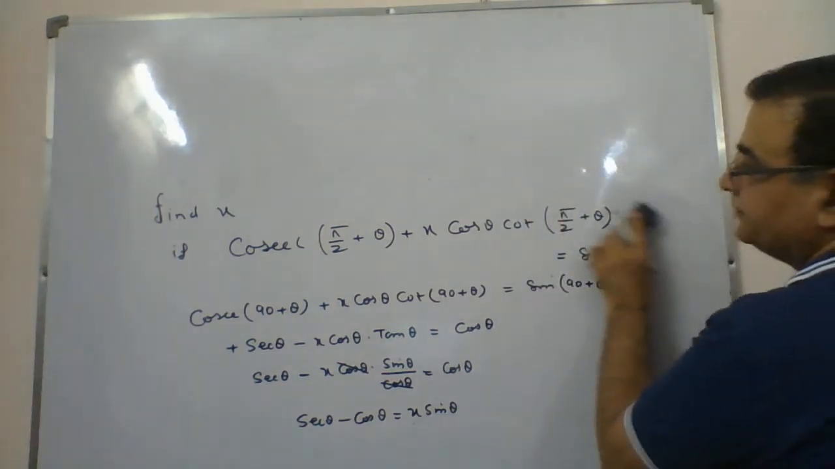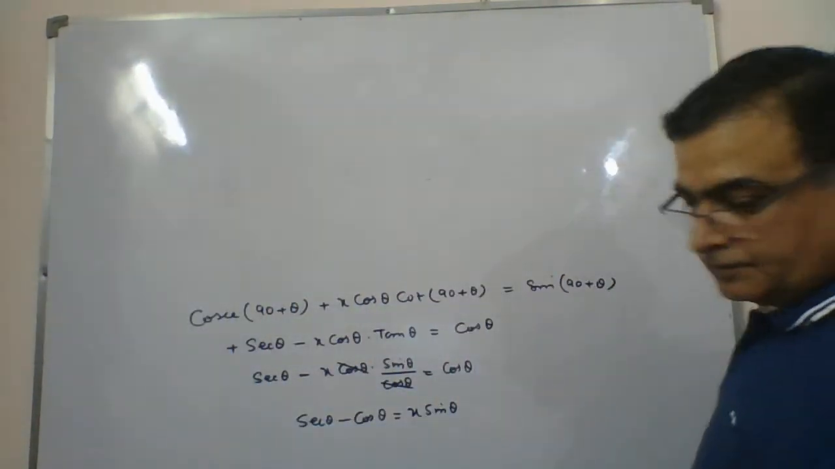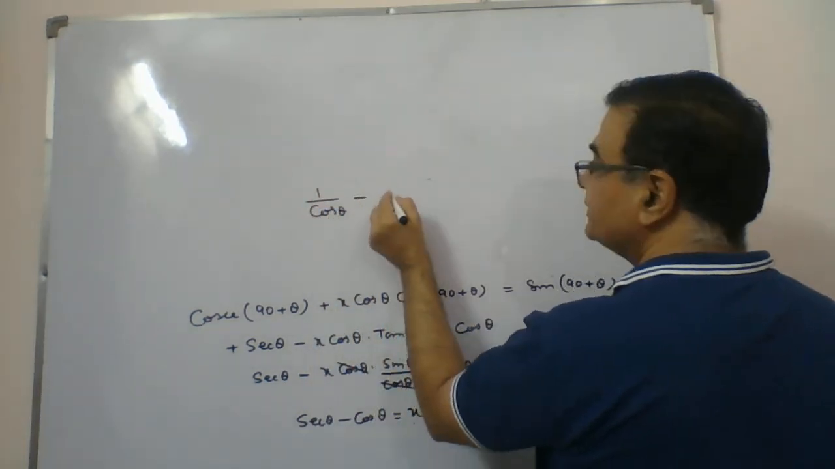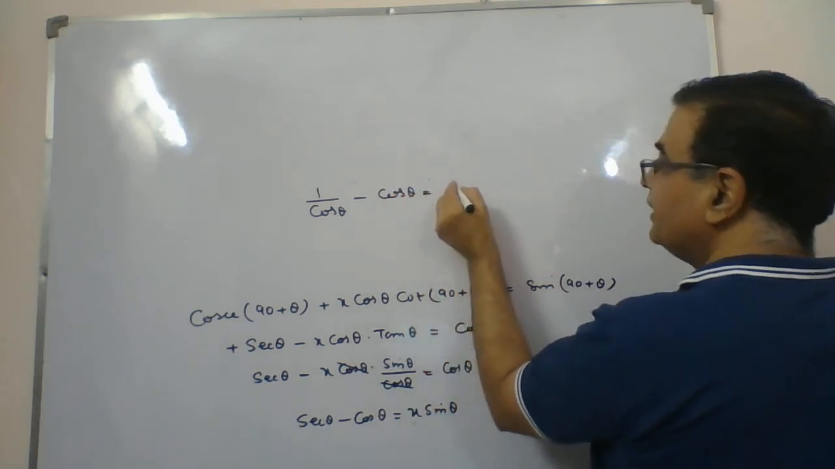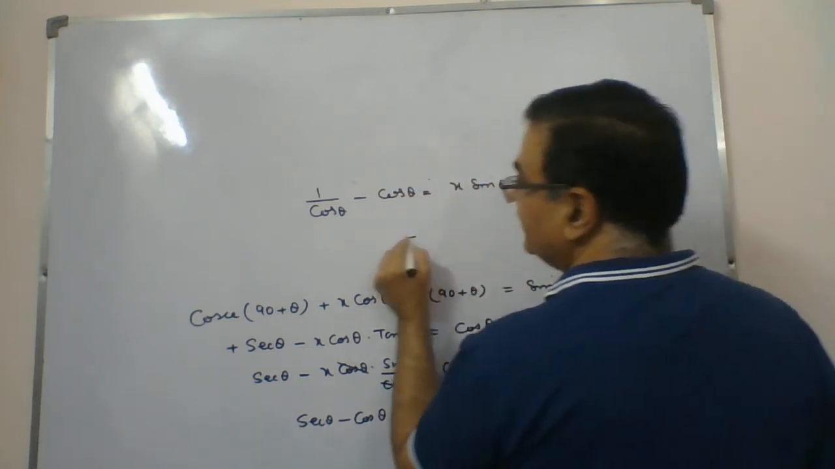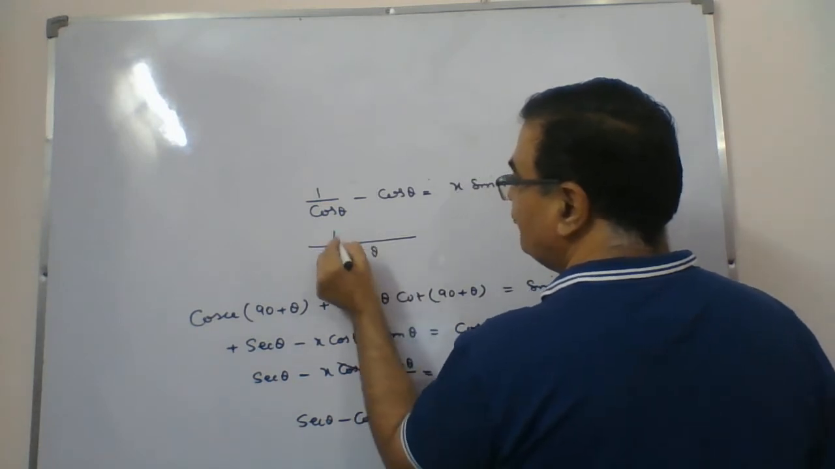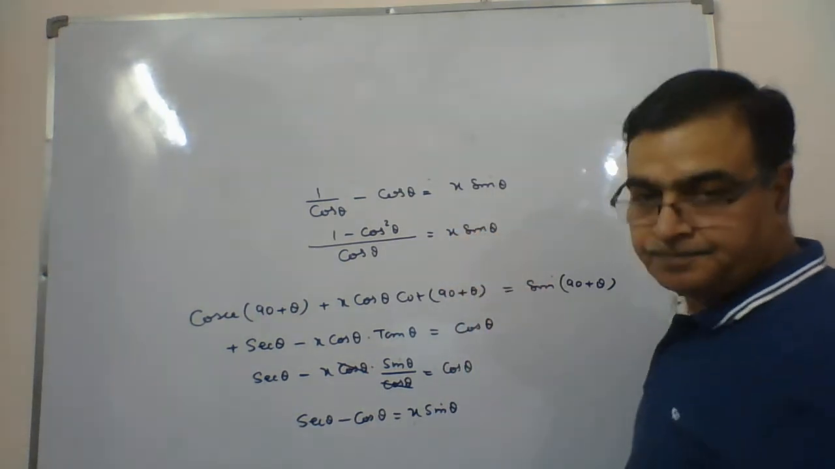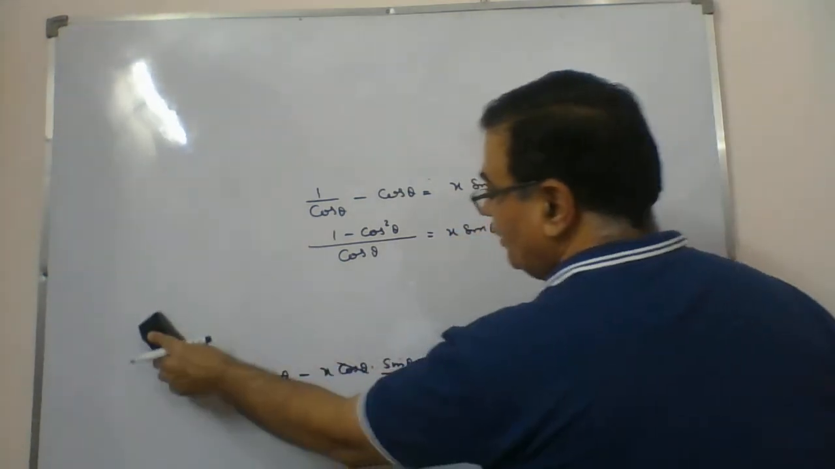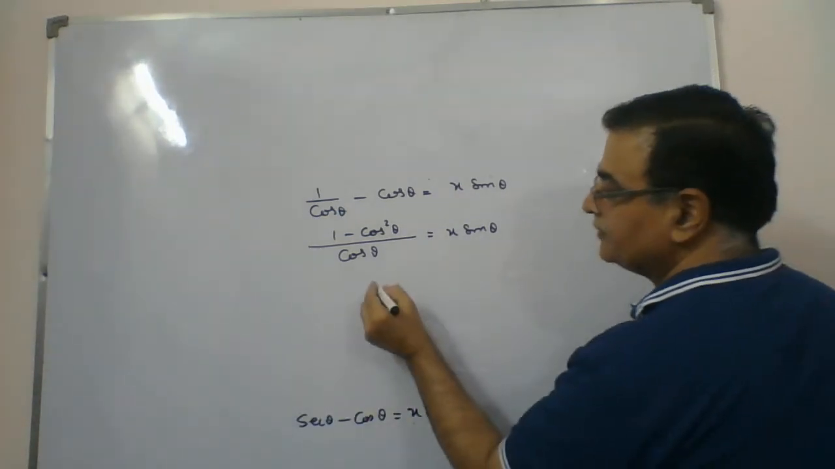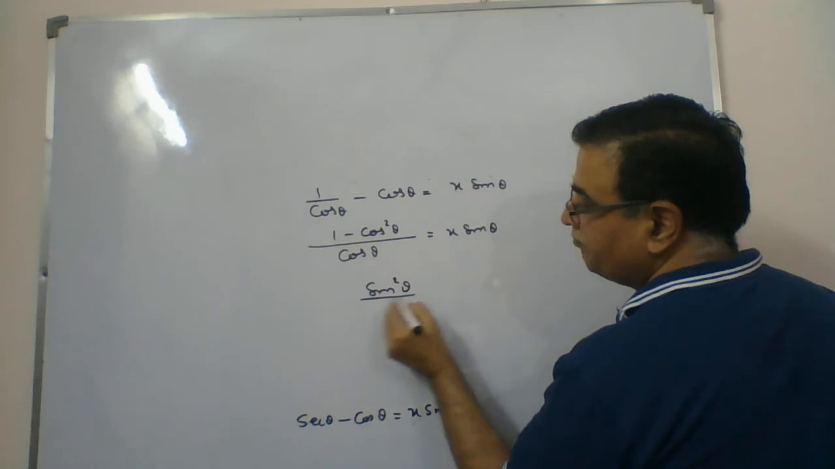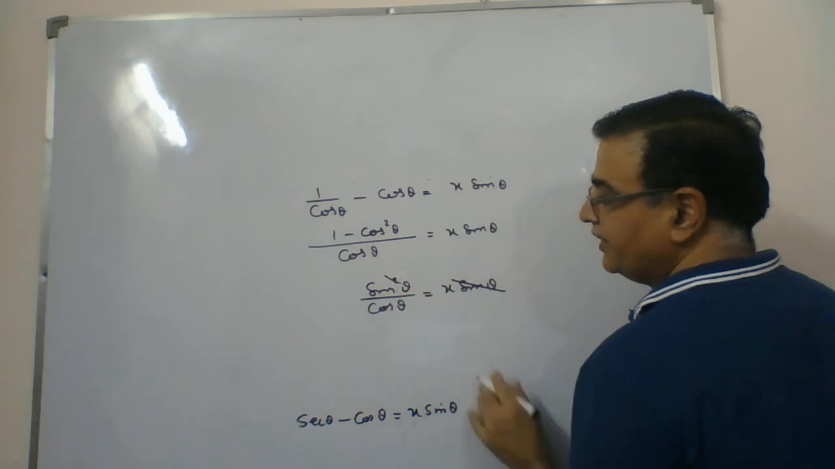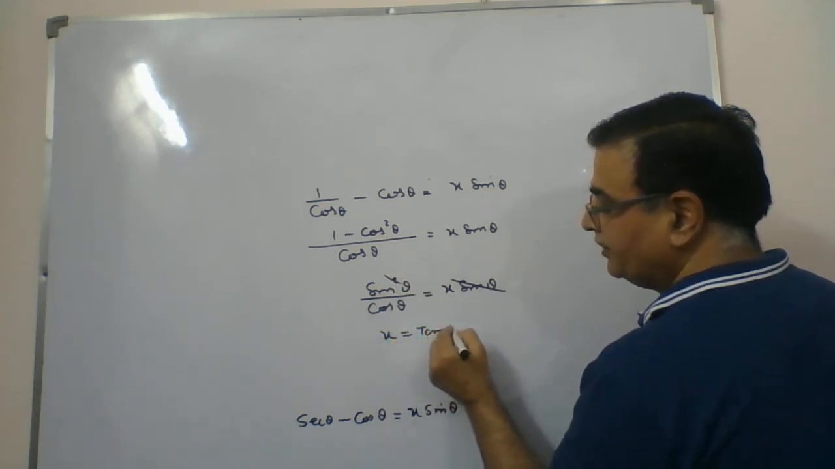Now when you solve it, sec theta will be 1 by cos theta, minus cos theta should be x sine theta. And when you take the LCM, it will be (1 minus cos square theta) by cos theta should be x sine theta. Further solving, it will be sine square theta by cos theta equal to x sine theta. Sine theta gets cancelled out, so x will come out to be tan theta.